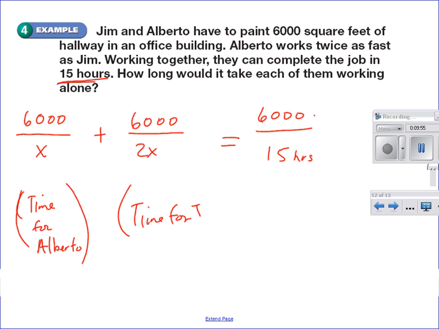Okay? Whatever it takes Alberto, it takes Jim twice that. But now together, we already know they work at, well, I don't want to erase that yet. 6,000 divided by 15, they work at 400 square feet per hour. Okay? So now we just have an equation that we're going to solve for x, really. Okay? So let's go ahead and do that, and then we'll be done.